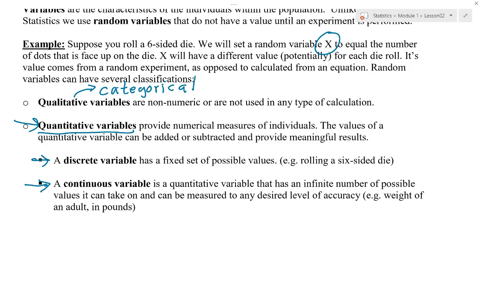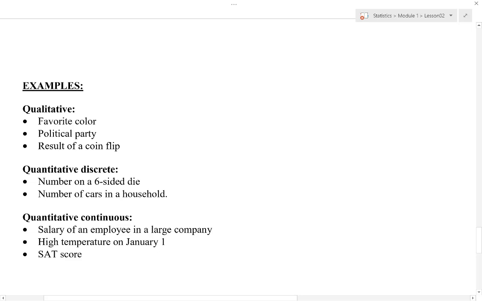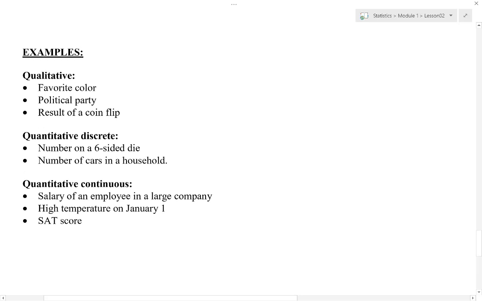A continuous random variable has an infinite number of possible values and can be measured to any desired level of precision, I should say, not accuracy. But there's a continuum. There is an infinite, or at least very, very large, number of possible values. And we'll see this in more detail in upcoming lessons. I just want to finish up with some examples to bring this home.